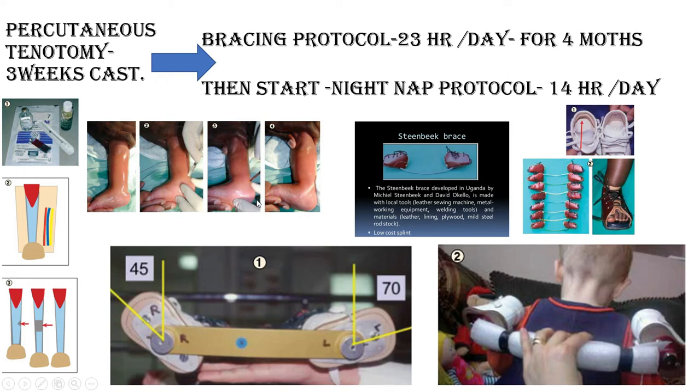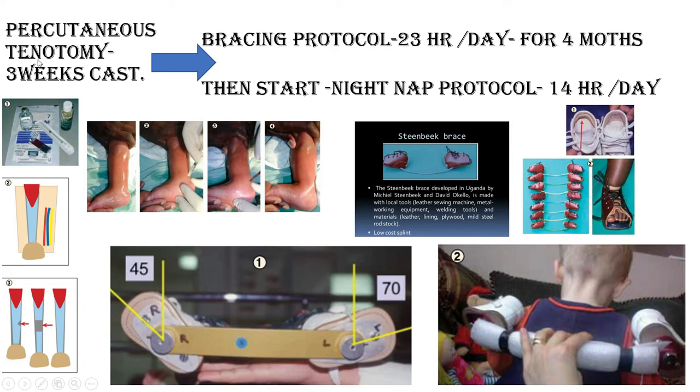This tenotomy procedure can be done on an OPD basis under local anesthesia only, and after this, after hemostasis is maintained, you have to put a 3 weeks cast. Why this 3 weeks? Because after cutting this tendon, to heal this junction needs 3 weeks.